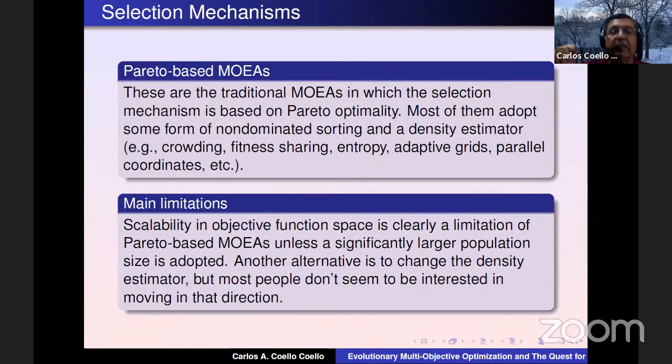So this is bad. There are ways around this. For example, we can increase the population size, but since this increase is exponential, most people don't do that. The other possibility is to change the density estimator, which works in many cases, but many people don't like.